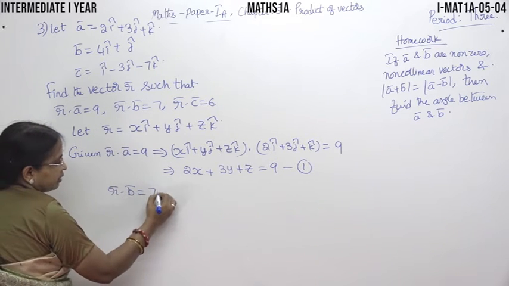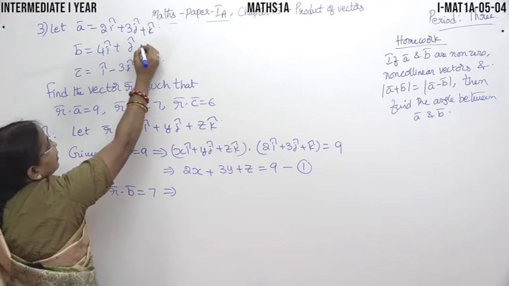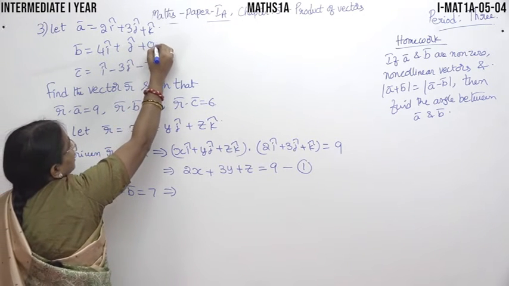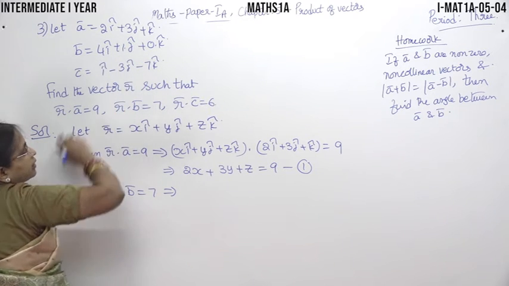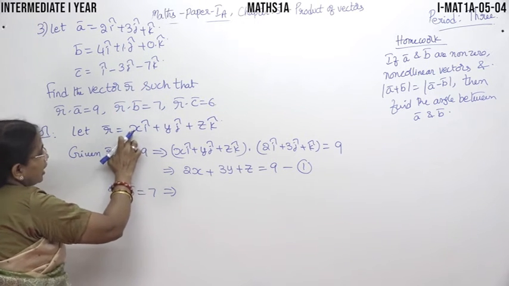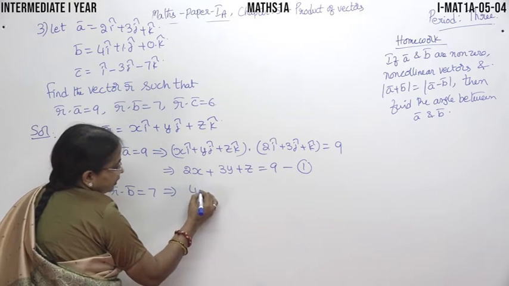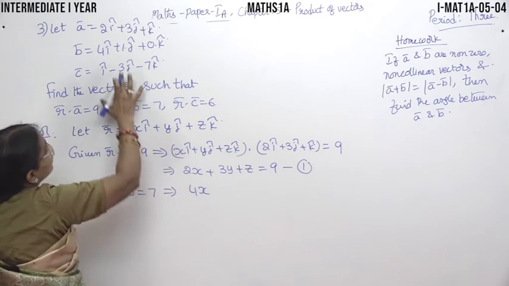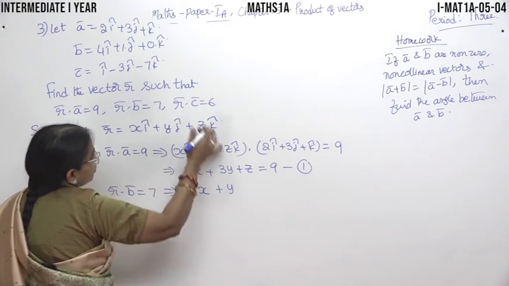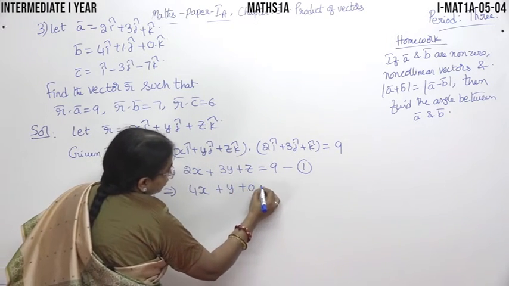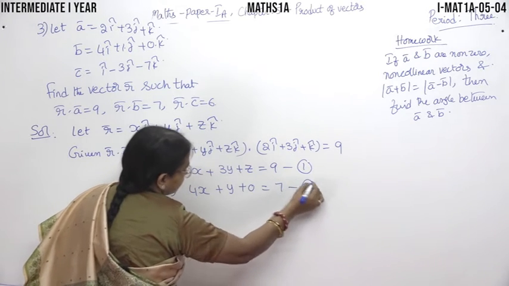Like this way, if you take R dot B, you are given R dot B as 7. So when you substitute here, k is not there, so that means it is 0 into k, 1 into j. So when you take R dot B, it is 4x plus 1 into y, so plus y, and 0 into z is 0, plus 0 is equal to 7. This is second equation.